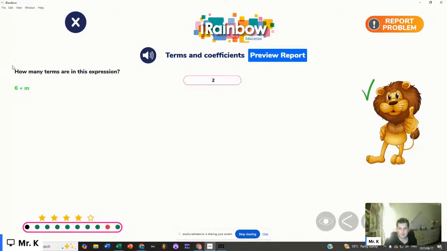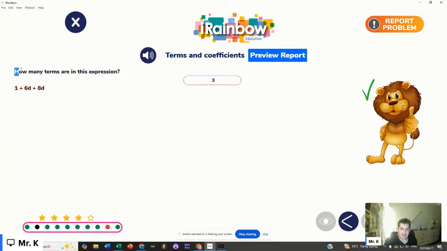If we click on level one, please keep in mind, guys, I have done this quiz before, but question one asks us, how many terms are there in this expression? Well, the number six is a term, and then we have a plus sign, which helps to separate a second term, right? The letter M is also its own term. So 6 and M gives us a total of two terms. So we can put that in and then move on to example number two.